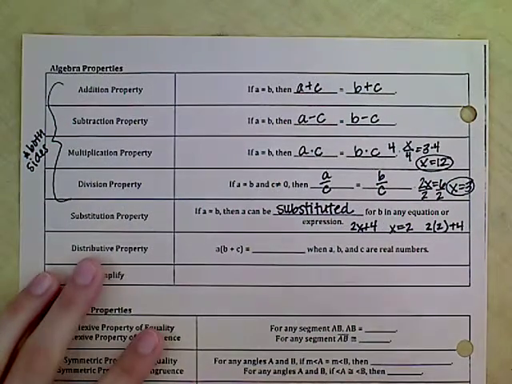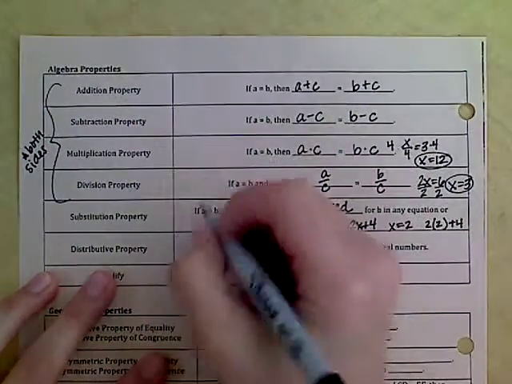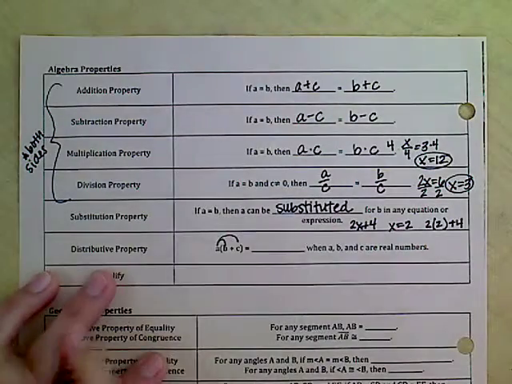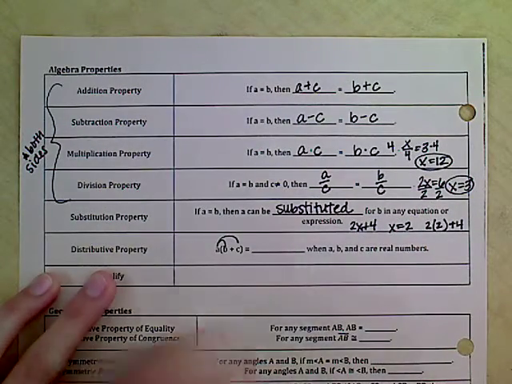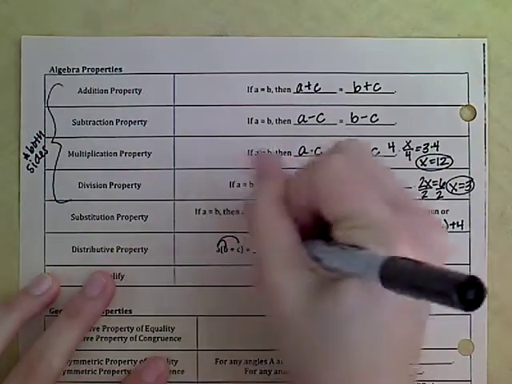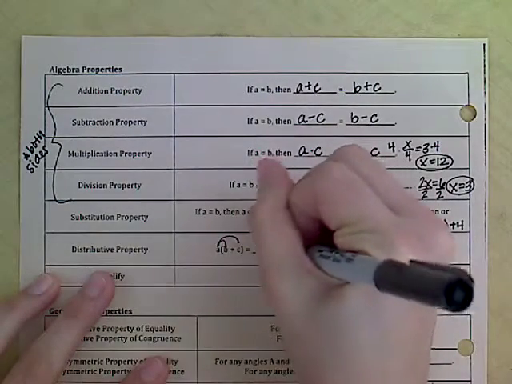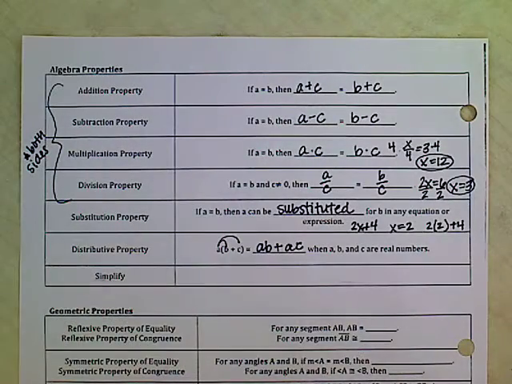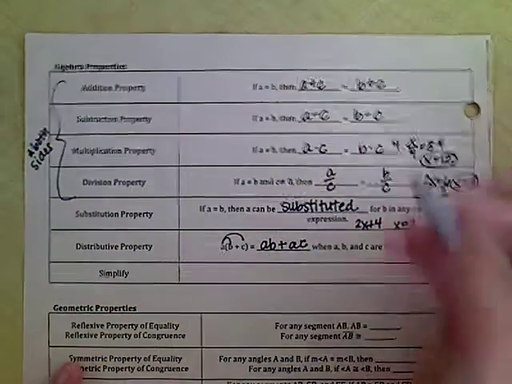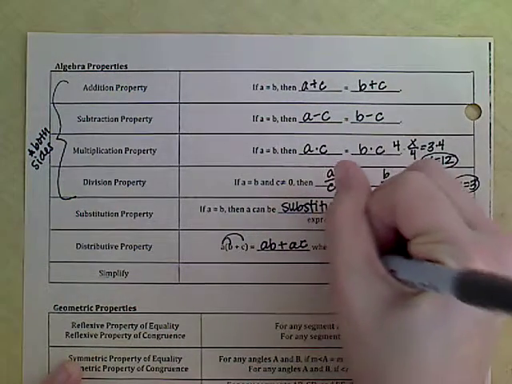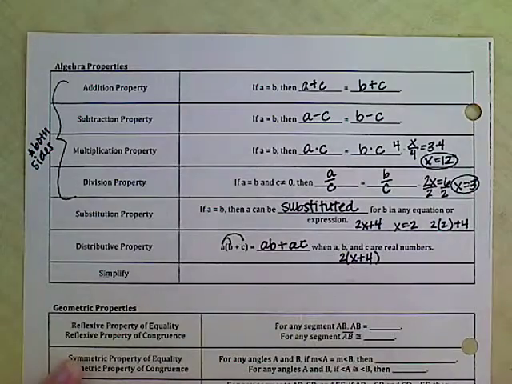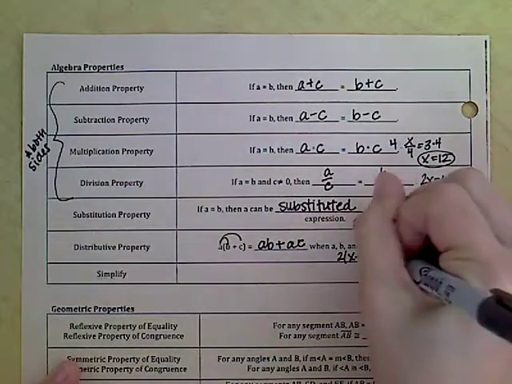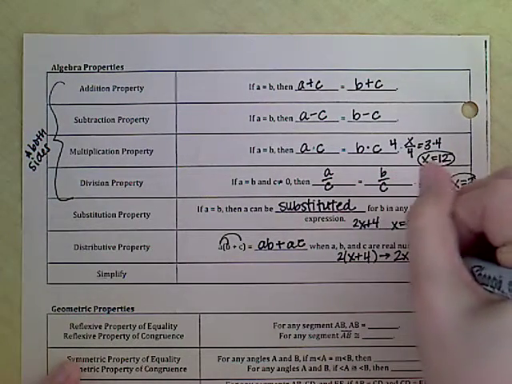The distributive property is something you should be really familiar with. That just says I can take a number and distribute it into a quantity. So I would take A times B and add A times C. A real life example that you might have done is something like 2 times (x plus 4) would be 2x plus 8.